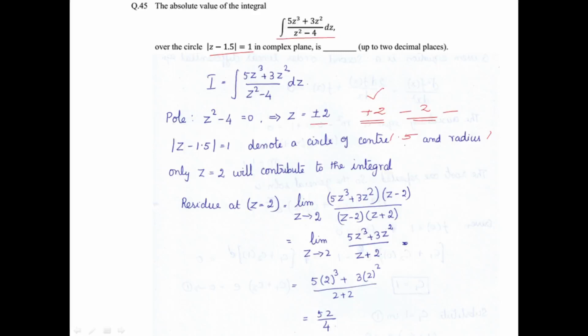So first we will be finding the residue at z is equal to 2. Limit z goes to 2, 5z cube plus 3z square into z minus 2 divided by z minus 2 into z plus 2. Z minus 2 and z minus 2 will get cancelled off and then we'll be getting 5z cube plus 3z square divided by z plus 2. By applying the limit we will be ending up with residue as 52 divided by 4.